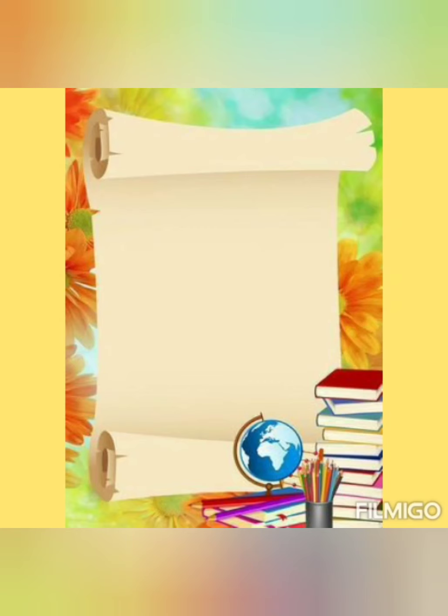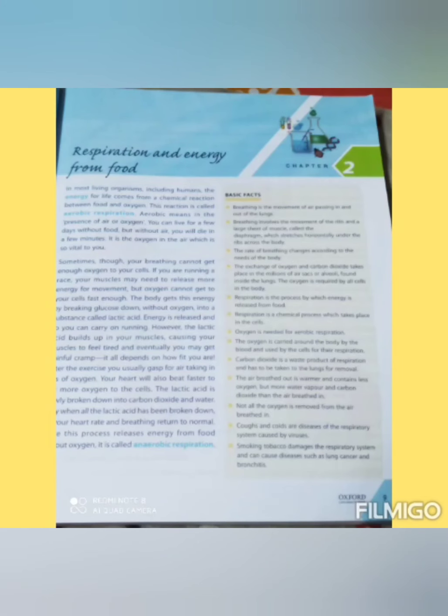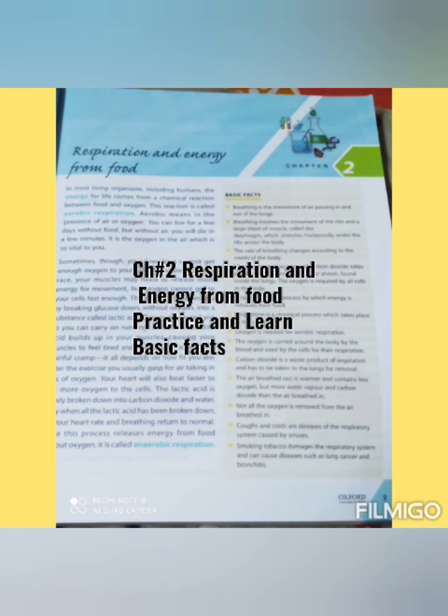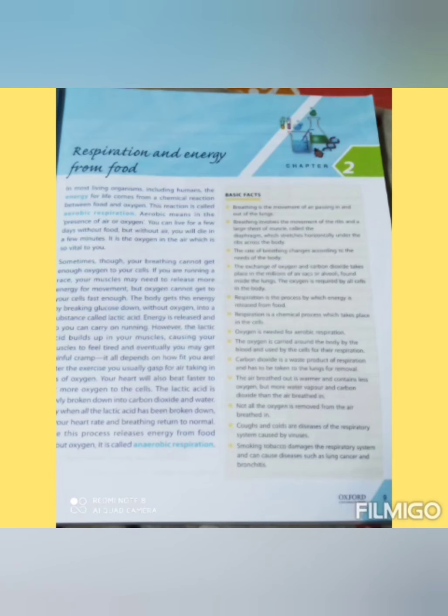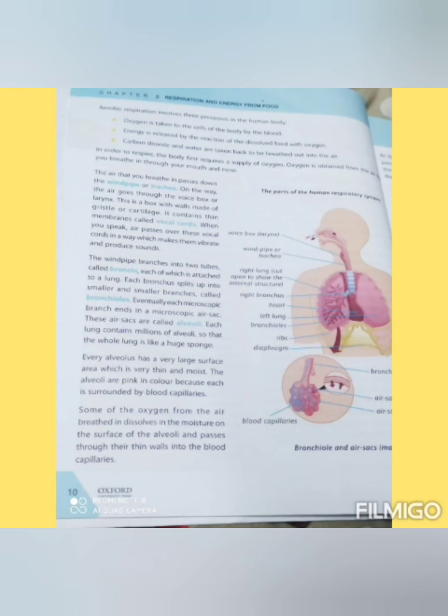Welcome to science. We are going to study chapter number 2, respiration and energy from food, from this page number 9 that we did yesterday. Learn basic facts. Okay, in page number 10 we have to study what is respiration. It is a chemical process that occurs in all cells.